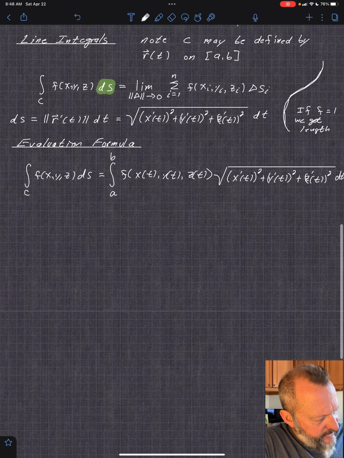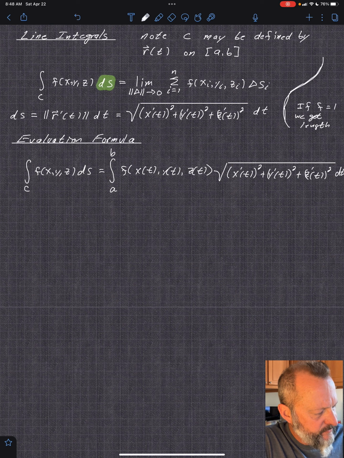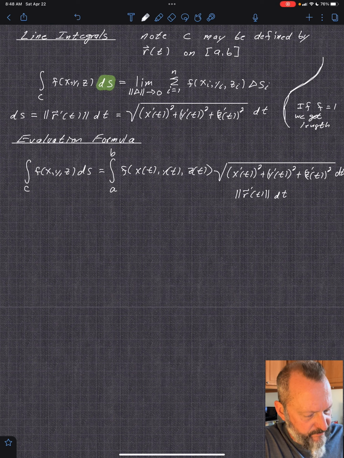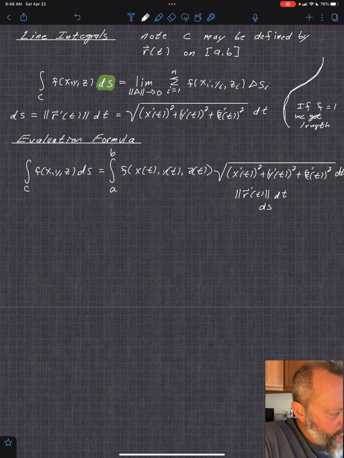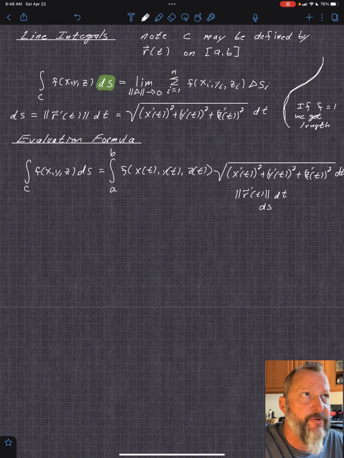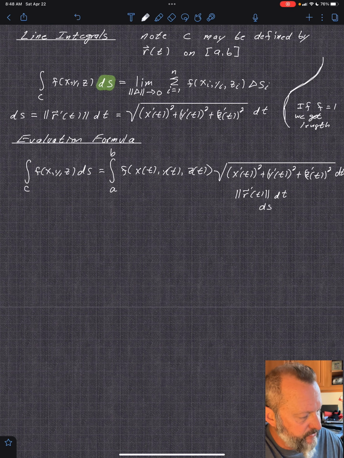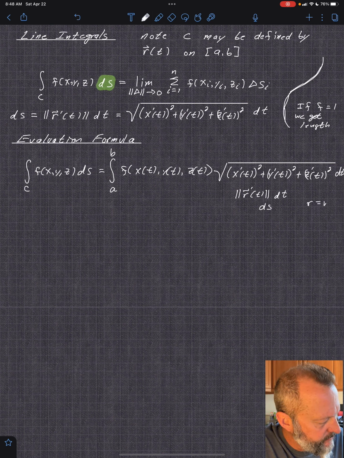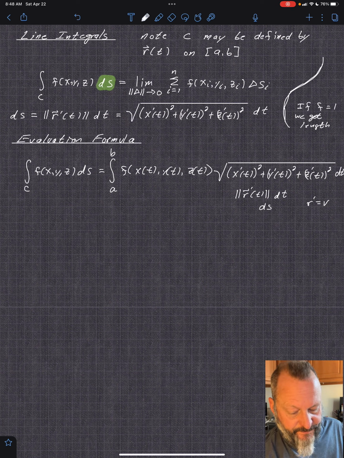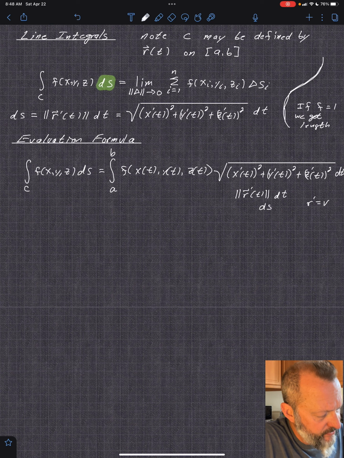So you can replace the square root. This is how you'd write it down. It's the magnitude of r prime of t dt. That's what you need to know. Okay, so that's your ds right there. And remember that r prime is velocity, right? So if you do r prime, that's really just v of t. So r prime is equal to v, the velocity there. All right, let's look at an example using that formula.